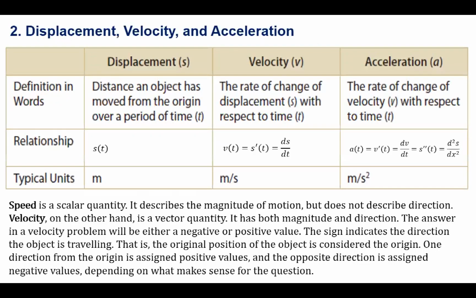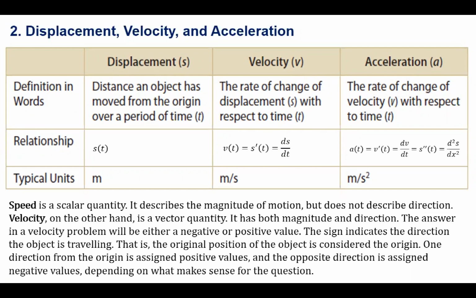A typical example is the relationship of displacement, velocity, and acceleration. So let's have a look at their relationship here. First of all, let's have a look at the definitions. By convention, we use s, v, a to denote displacement, velocity, and acceleration. The displacement is defined as the distance an object has moved from the origin over a period of time.